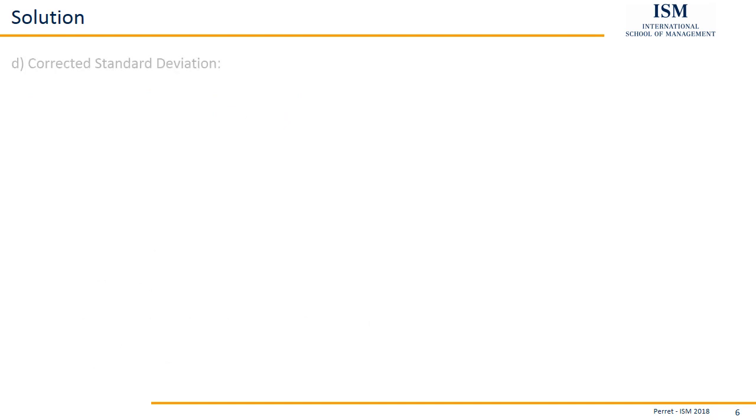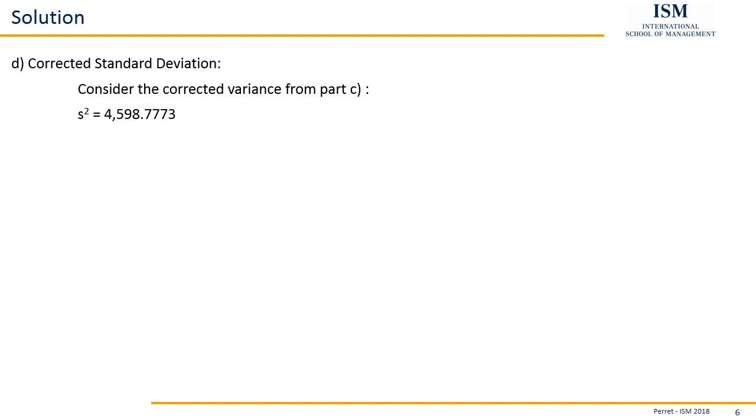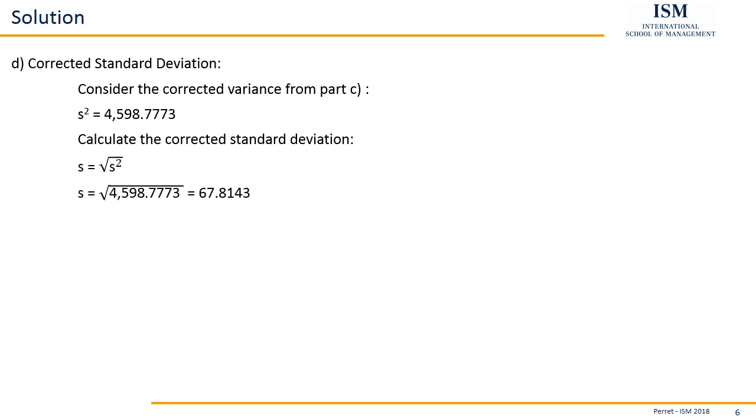Okay, we have the corrected variance. How to get from the corrected variance to the corrected standard deviation? We just copy first the corrected variance from part C, and then to get the standard deviation we just take the square root, giving us here a corrected standard deviation of 67.8143. Well, and this then concludes part D of this exercise and concludes the whole exercise.